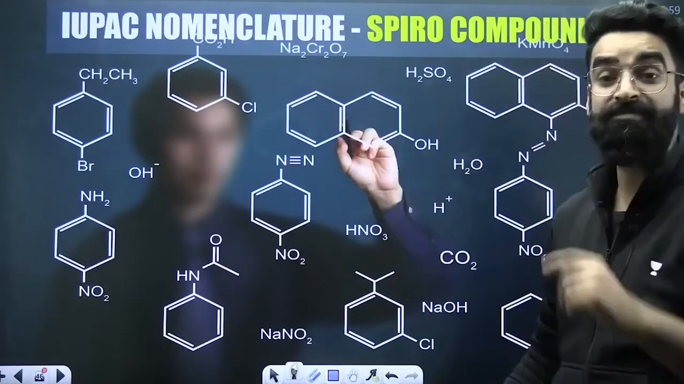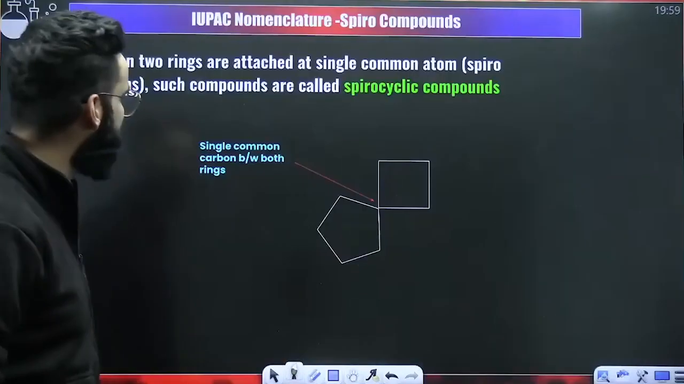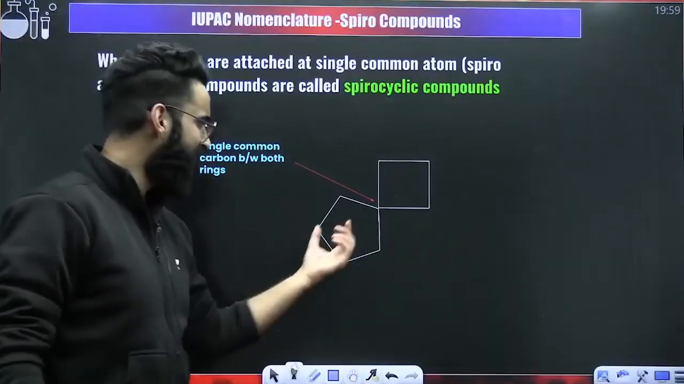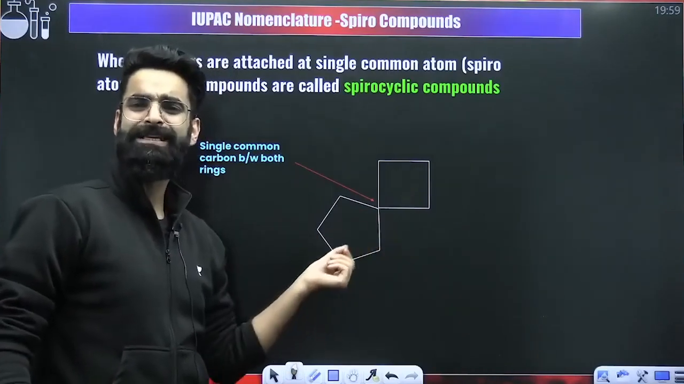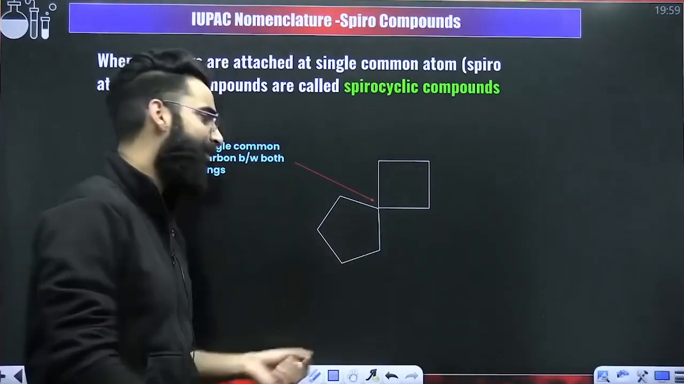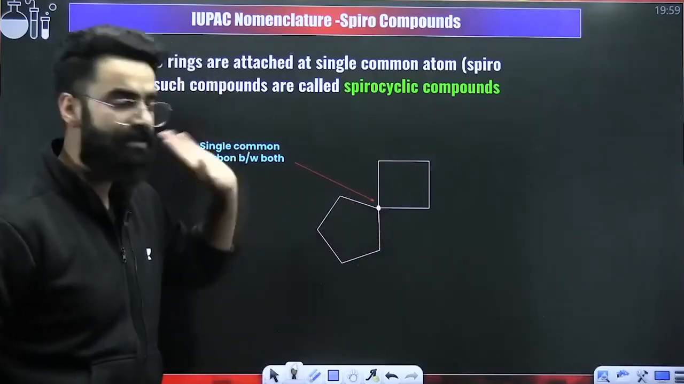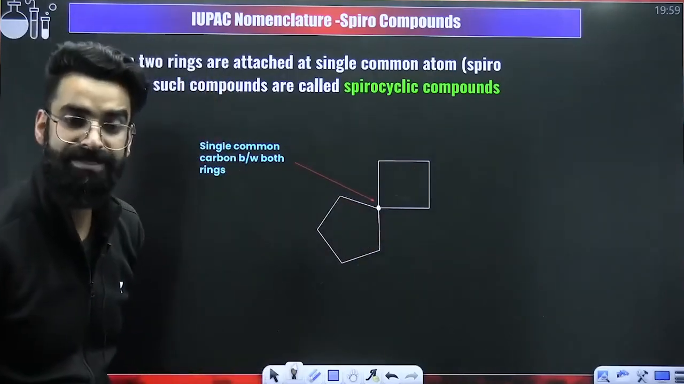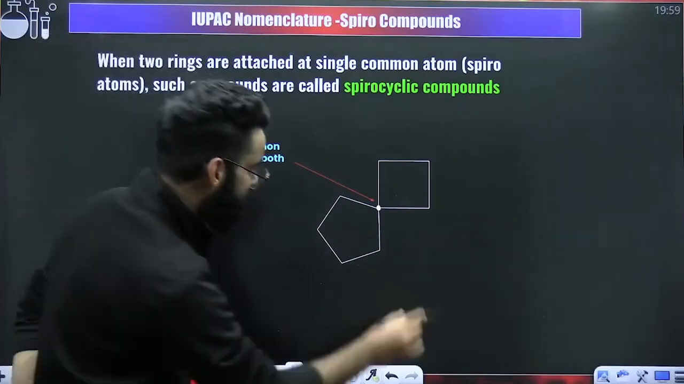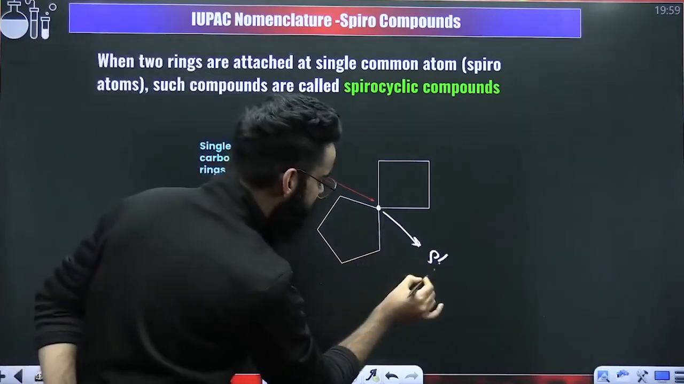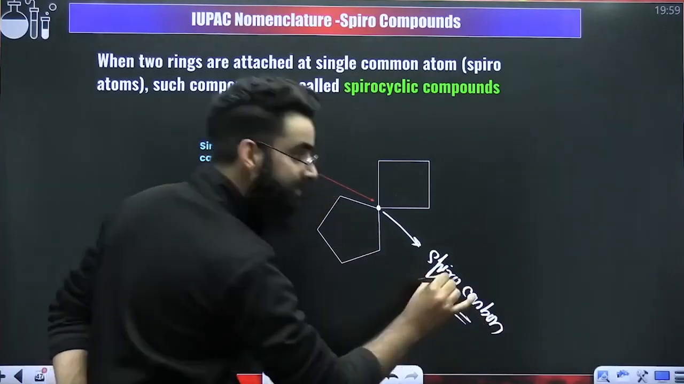Now we are going to talk about the Spiro compounds. Have you ever heard about Spiro compounds? Whenever you see this particular compound, two rings having 1 carbon atom in common, you'll be calling this compound as the Spiro compound. This particular carbon over here is something which I call as spirocarbon.